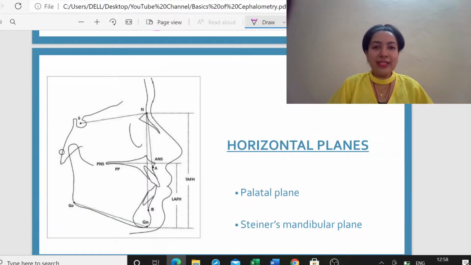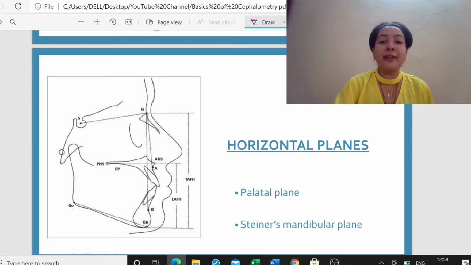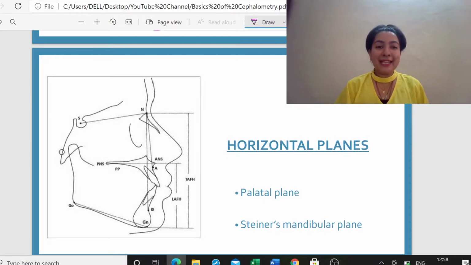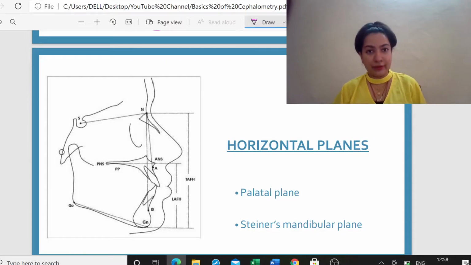Now what happens? We have these sets of landmarks. Landmarks are what? Points or a particular area which is denoted by a particular letter. Now when these landmarks are joined together, we get a plane. So a landmark is a smaller entity, it's a particular point. When two points or two landmarks are joined together, what do we get? We get a plane. Planes can be horizontal or they can be vertical.